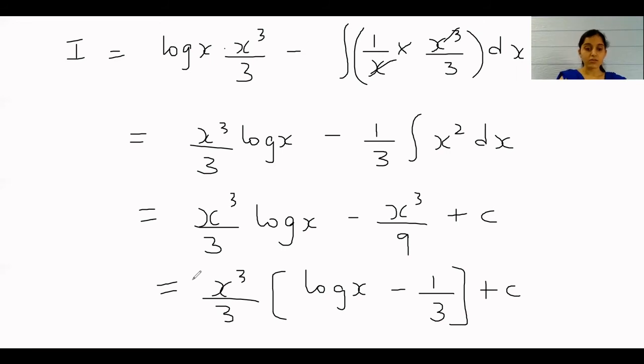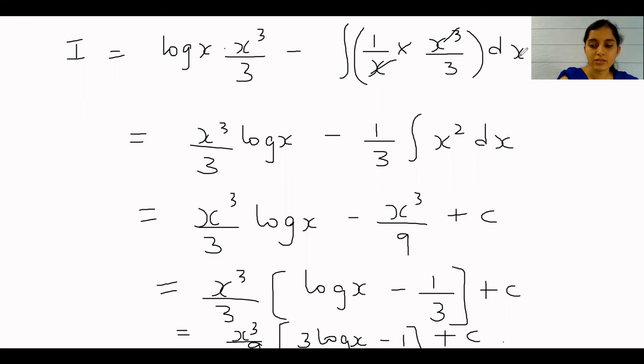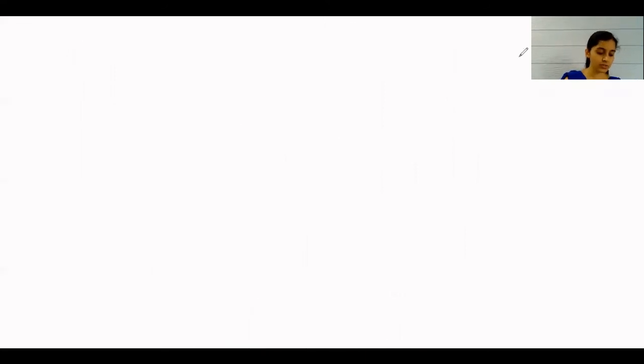Okay. Also, this can be written as x cube upon 9, bracket 3 log of x, that is taking LCM, minus 1 plus c. Okay, so that could be your final answer. This is the first sum, exercise 3.3, question 1. Okay, moving on to the second one now.